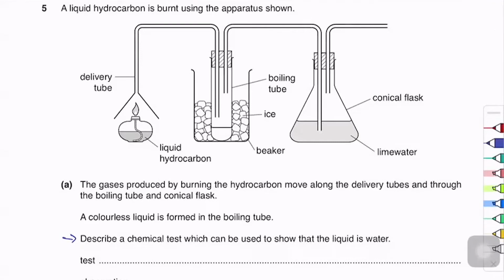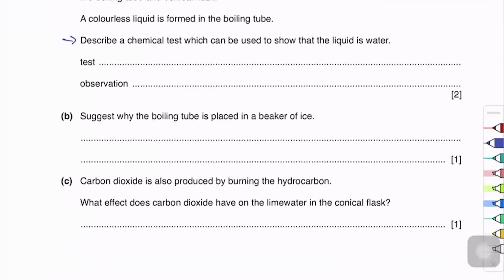Describe a chemical test which can be used to show the liquid is water. I don't need to read the rest of it. Although I can read it, sure, no problem. But right now it's just telling me to describe a test for water. I have two tests. One is you take anhydrous, that's a very important word, anhydrous cobalt chloride paper. It goes blue to pink. That is one test. The other test that we know is anhydrous copper(II) sulfate. It goes white to blue. Anhydrous is important. So the test is to take any of these, and then the observation is the color change that I told you.